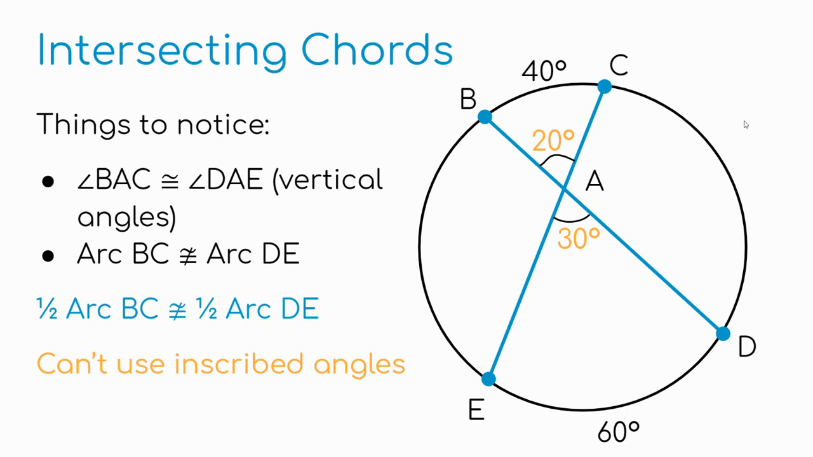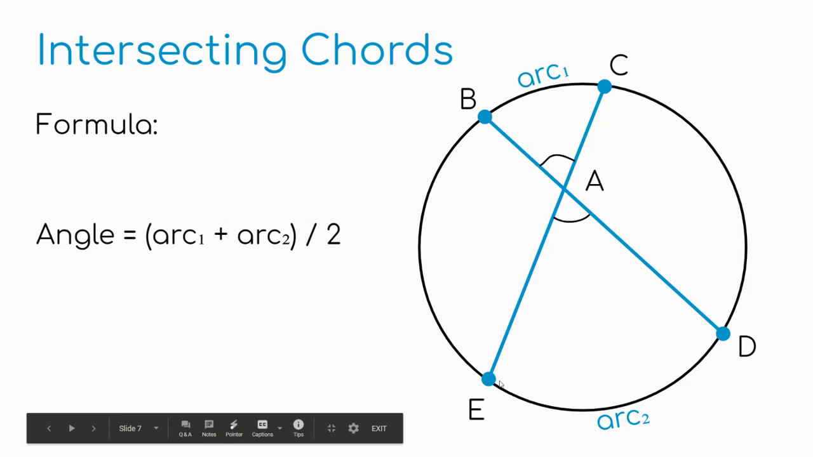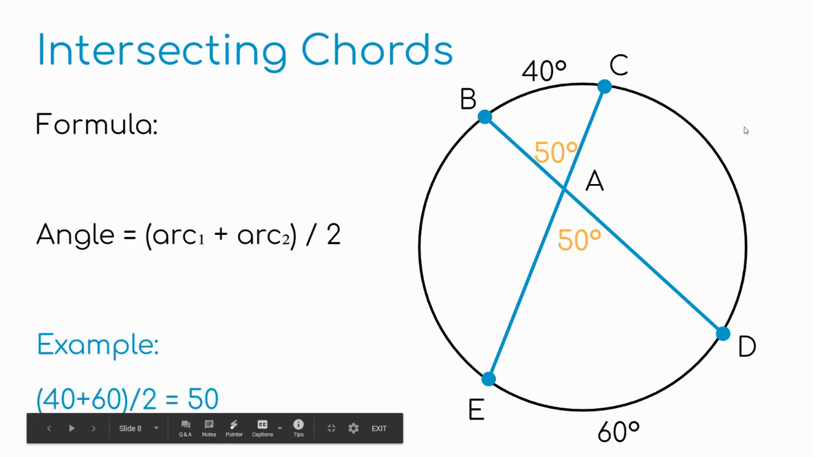So we're going to have to come up with a brand new formula. It's going to be similar, but the new formula is that the angle, those vertical angles, are equal to arc 1 plus arc 2. We're going to take the two arcs. It doesn't matter which one you put first. You're going to add them together. Then you're going to divide by 2. So an example of that would look like this.